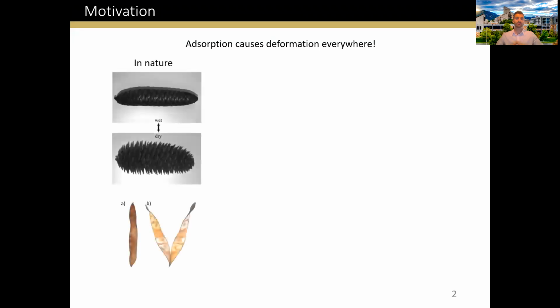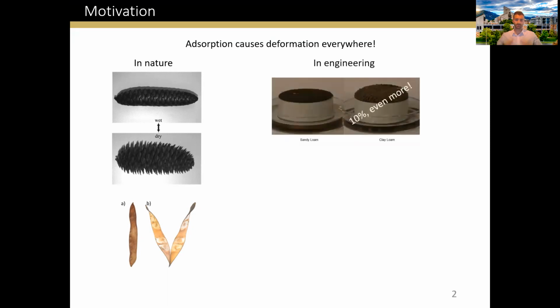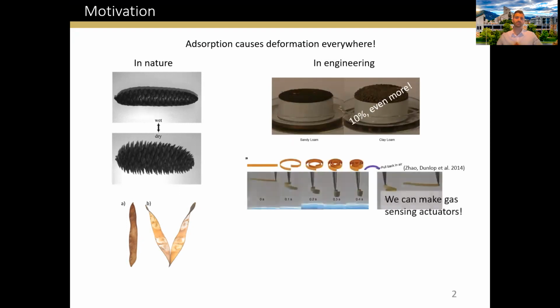In nature, pine cones and wheat awns mechanically open up to release their seeds when they sense humidity. The driving force behind this is known to be adsorption swelling. In engineering, clays swell up to 10% and even more when they take in water. This kind of phenomenon can be taken advantage of to engineer gas sensing actuators. The occurrences of adsorption deformation are countless. Has the phenomenon been explained?